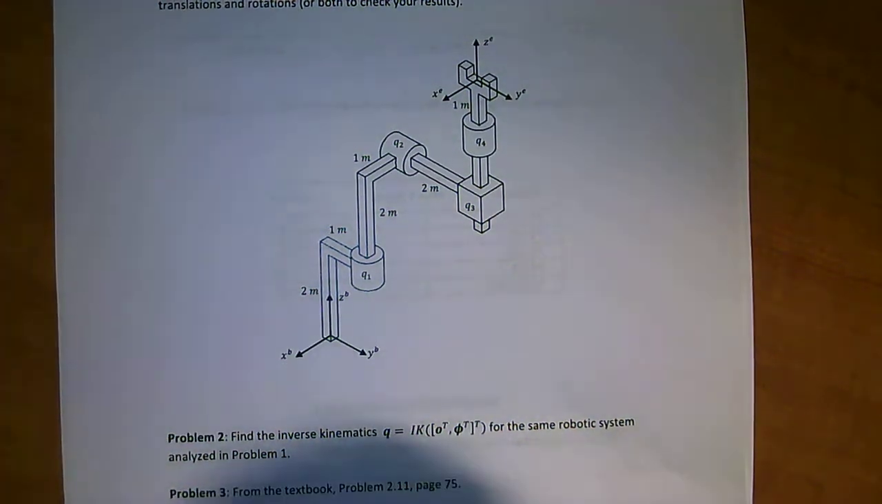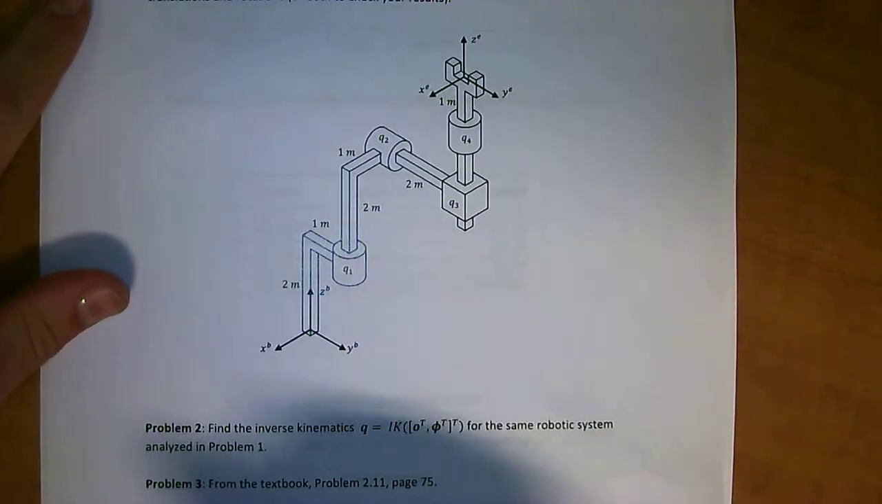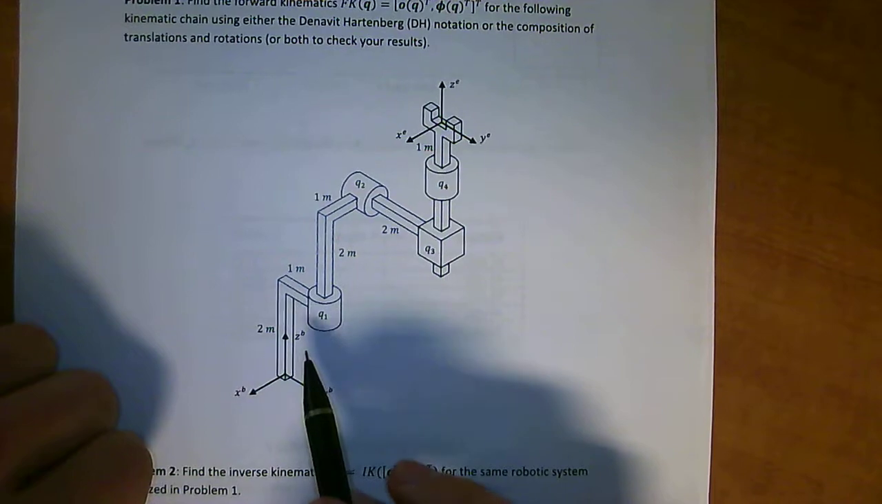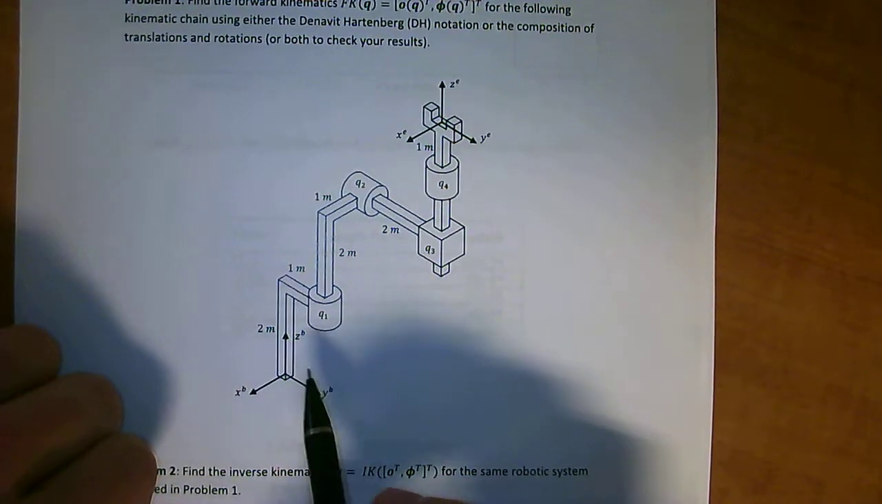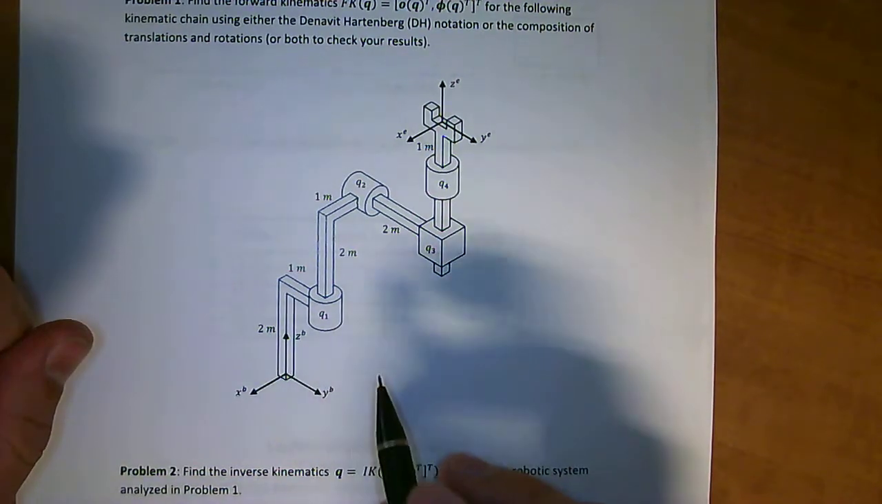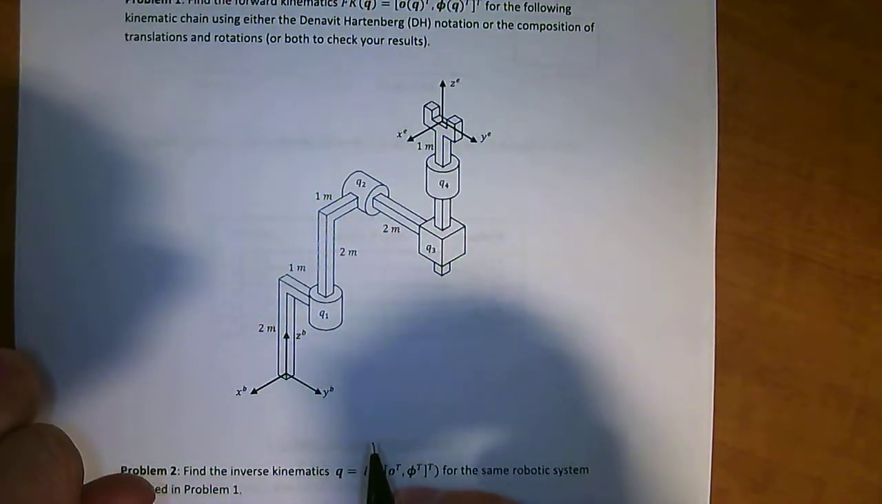Alright everybody, welcome to forward and inverse kinematics of a robotic arm. Today it's going to be quite a long problem, so it's probably going to be two videos, with the forward kinematics using DH notation and then inverse kinematics after we find that complete forward kinematics.